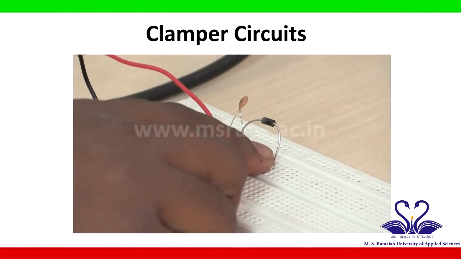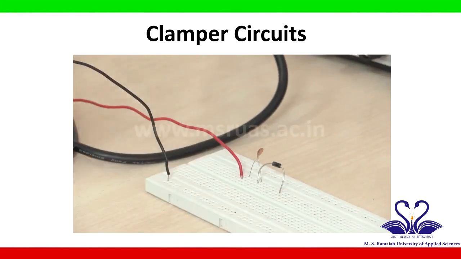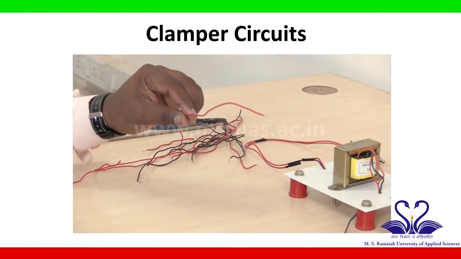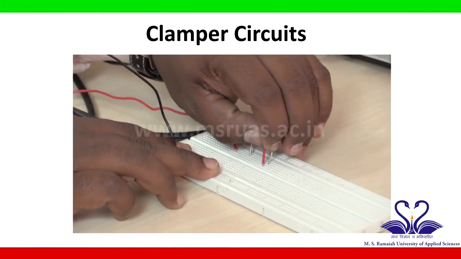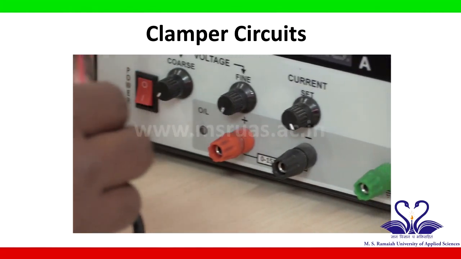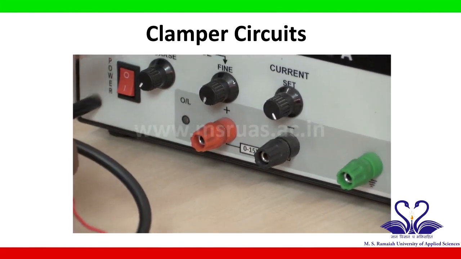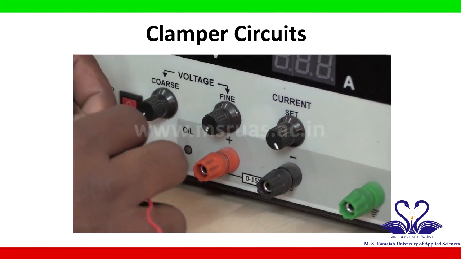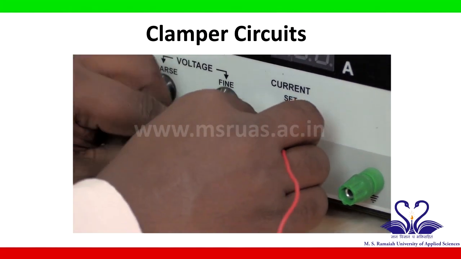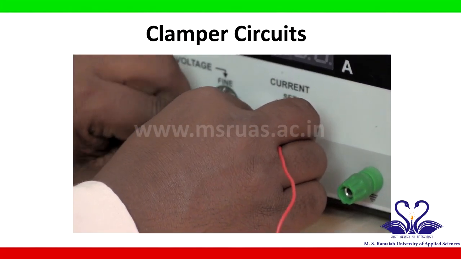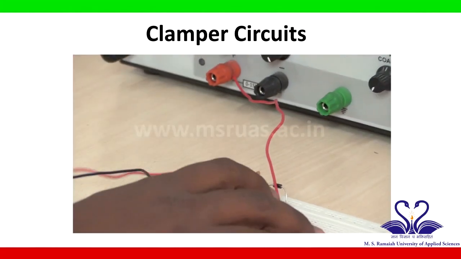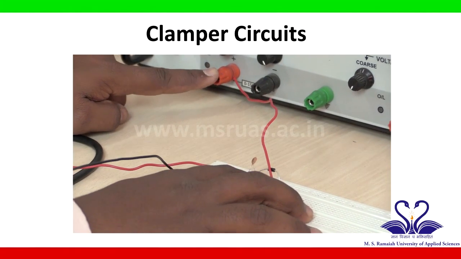Now the P terminal of the diode is connected to the positive terminal of a DC power supply. So I will take one wire and connect it to the P terminal of the diode, which is connected to the positive terminal of the DC power supply. So here is the DC power supply. I am connecting this to the positive terminal of the DC power supply. Now diode P is connected to the positive terminal of the DC power supply.